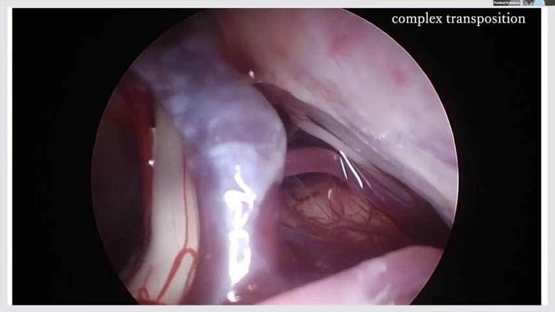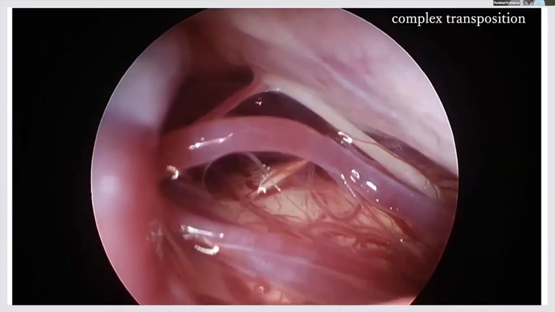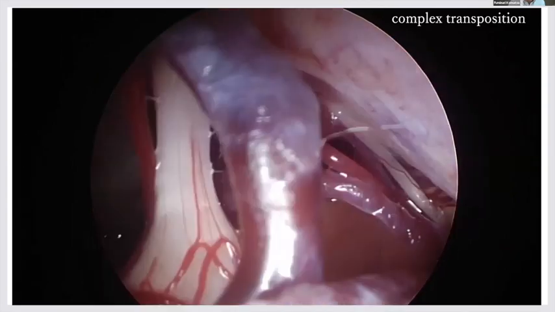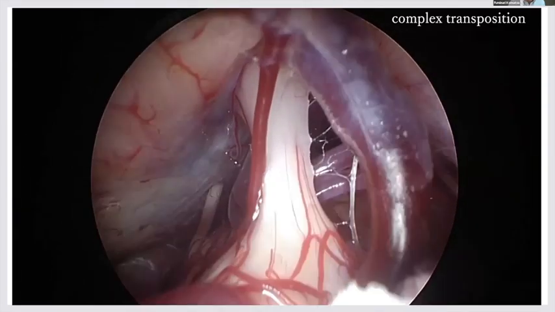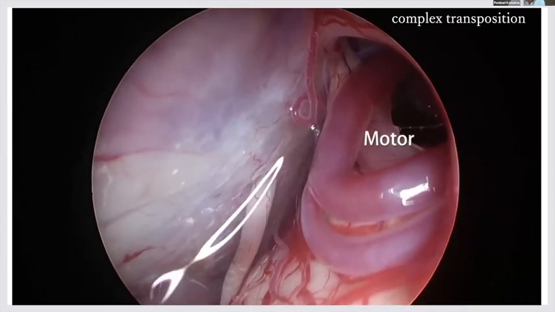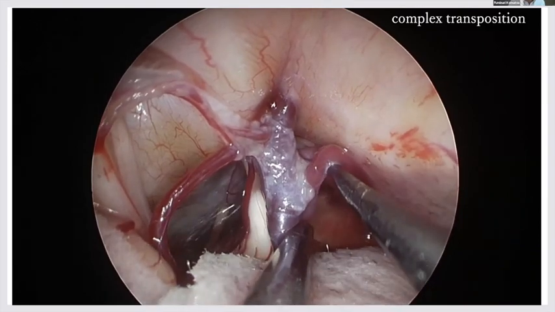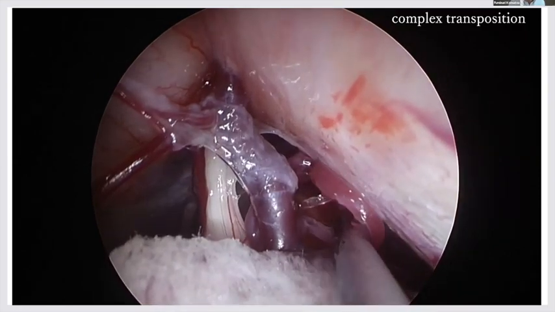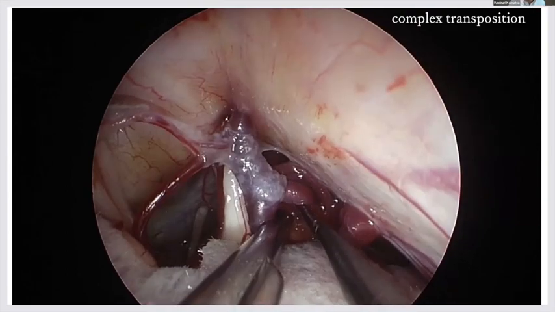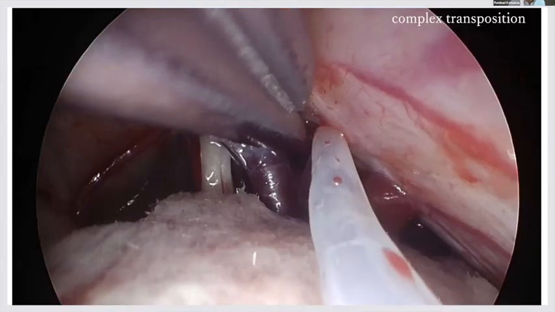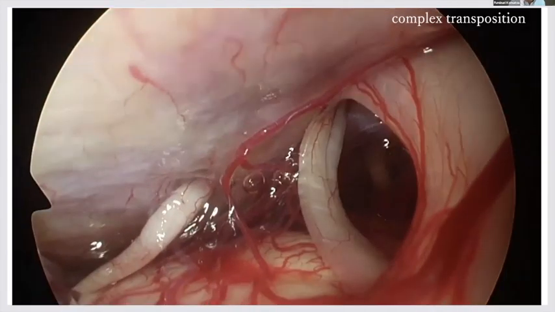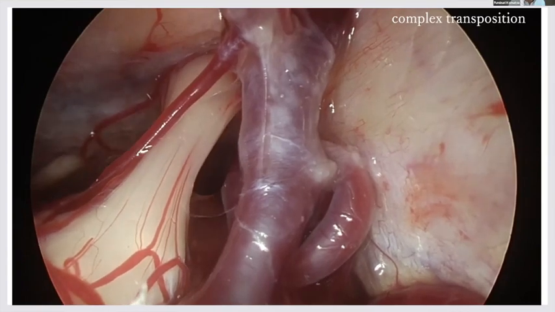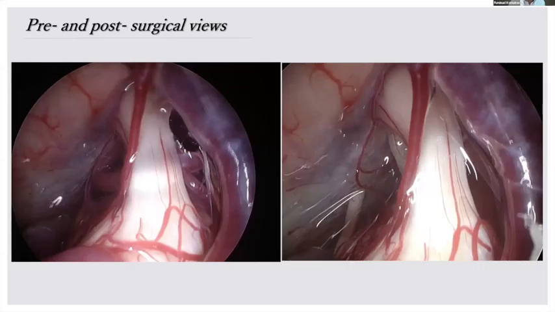In this case also, the ambient cistern is opened, and the Oxycel ball is applied to mobilize the SCA. By this step, the loop became shallow. We can see the motor root of the trigeminal nerve. And also the caudal branch of the SCA is enrolled and then fixed at the cerebellar tentorium with fibrin glue. And then the rostral trunk of the SCA is also fixed in the same manner. The complete transposition is achieved. This is the pre and post-surgical view.